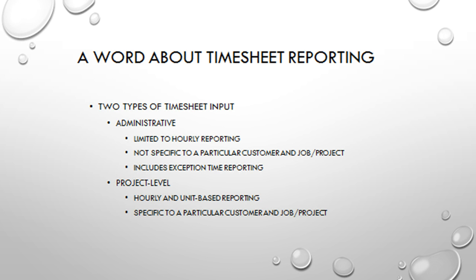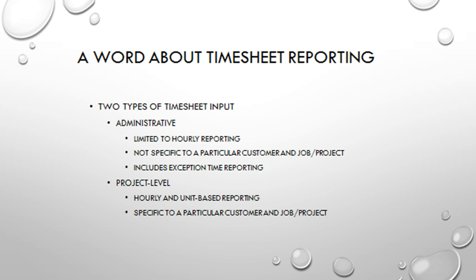Before we get started, it is important to note the two types of timesheet reporting available within the Employee Time Reporting app. Administrative time reporting is limited to the reporting of hours, not specific to a particular customer or project. The reporting of exceptions such as personal time off or PTO, jury duty, bereavement leave, and personal days is completed via the admin timesheet reporting option. For employees assigned to an administrative role, the admin timesheet reporting function will be the only available option. Additional information regarding admin timesheet reporting is available in a separate tutorial video.